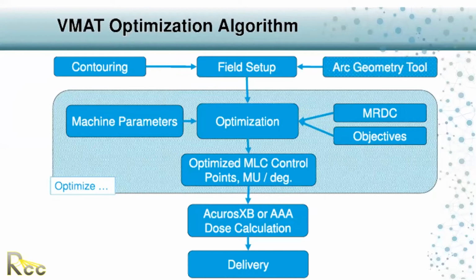And this is the VMAT optimization algorithm. You have the contouring and the arc geometry tool. You put them in the field setup. Then it catches your machine parameters. Is it HDMLC or normal MLC? Is it Halcyon or whatever your machine is? Then it uses the MRDC, which is the multi-resolution dose calculation algorithm. And what objectives and constraints do you have for them? Then it optimizes the MLC control points and MUs per degree. Then it uses the calculation algorithm that you have, either AcurosXB or the AAA, and then it goes for delivery.